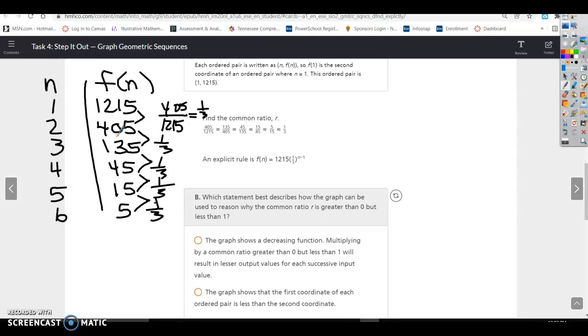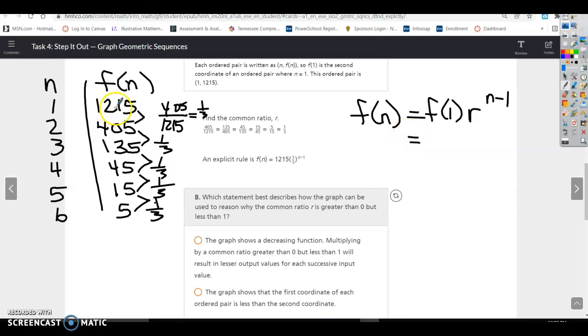So to write an explicit rule, we go back to the formula that we were given. Our formula was f of n equals our first term times the common ratio to the n minus 1. This was a formula you were supposed to write down.